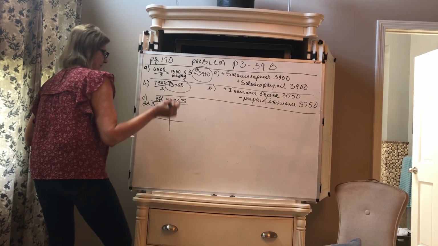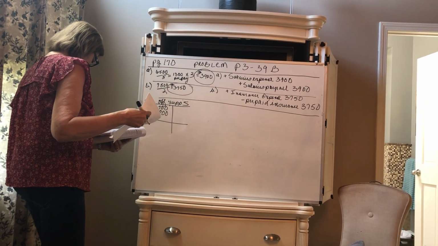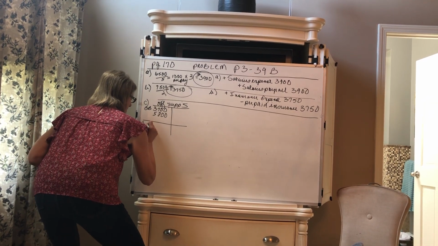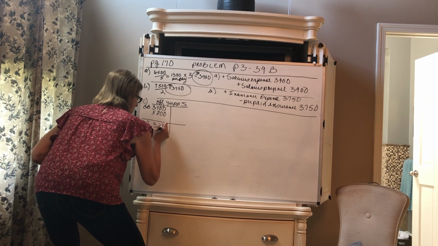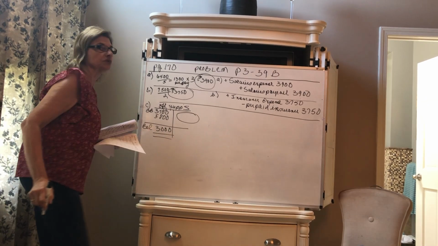Like that. And they're saying at the end of the year, the on-hand total was $3,000. So this is the balance. Remember, on-hand always means balance. So we know this. What we don't know is what got used.